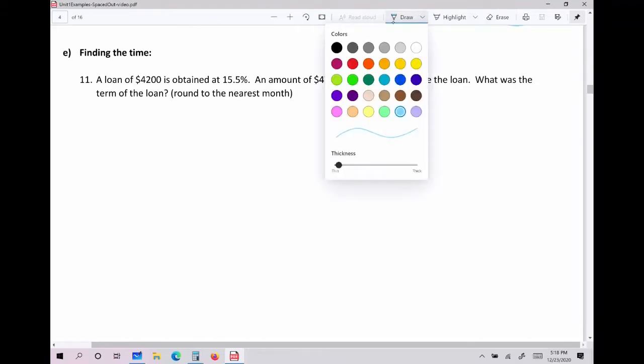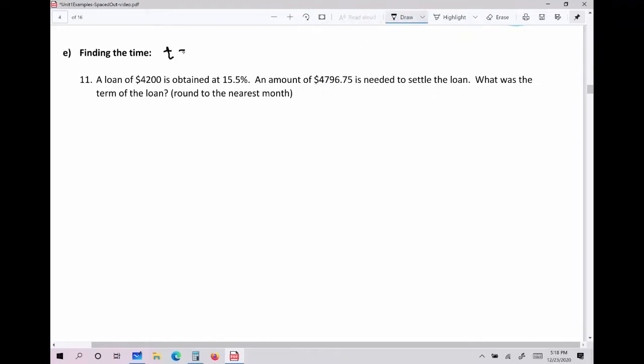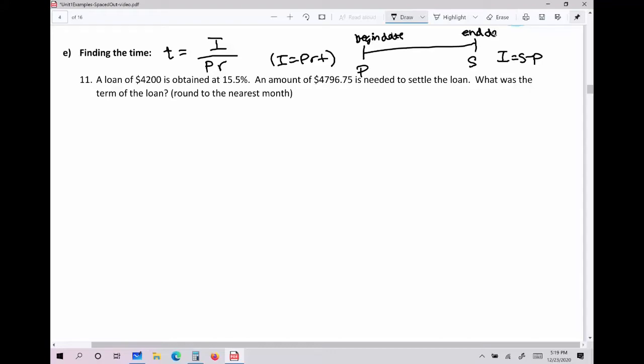When we find the time, we have a real similar approach. We have T equals I over PR. So again, this is just a variation of I equals PRT. All we're doing is dividing by P and R to get T by itself. So again, just to reiterate the timeline: P goes over here, S goes over here. Remember, we can find I by taking S minus P. S is your future value, P is your present value, and then here we have our beginning date and then our end date. Okay, so this is our process.